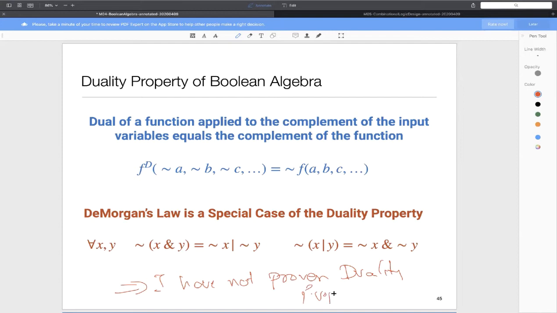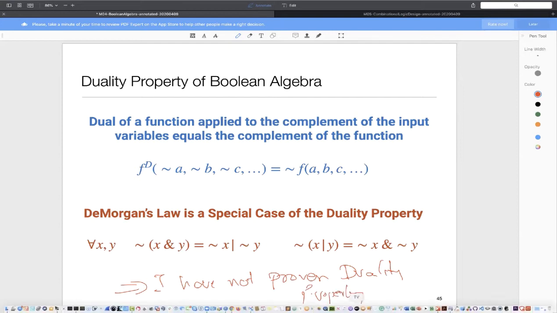Professor. Okay. Yeah, go ahead, please. Does the complement just mean a 0 is a 1 and a 1 is a 0? It's a NOT gate. Yeah, exactly. Complement or negation or inversion, we use all of these with the same meaning.